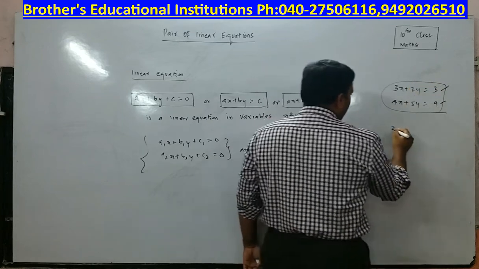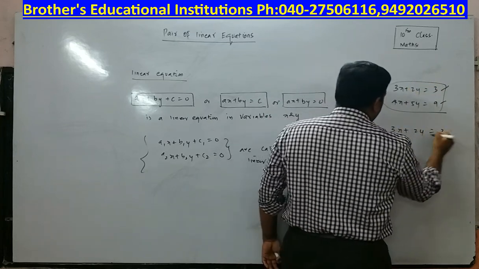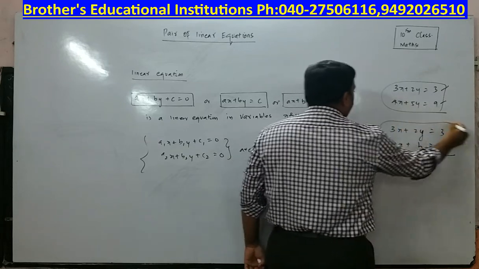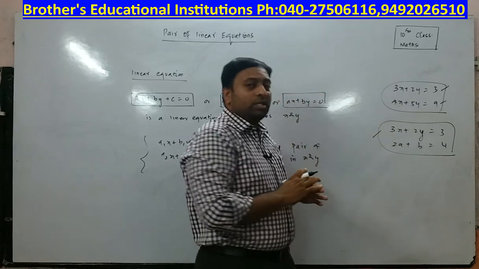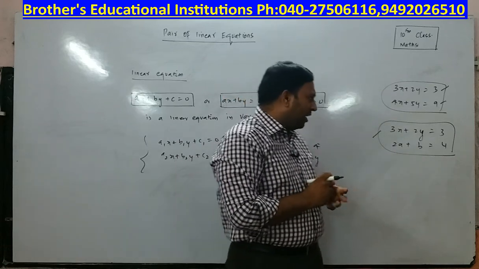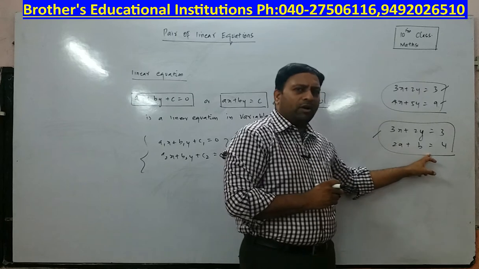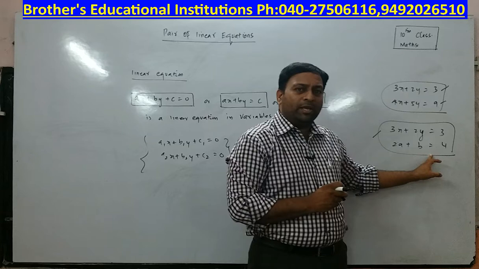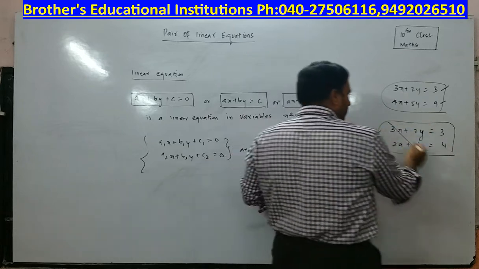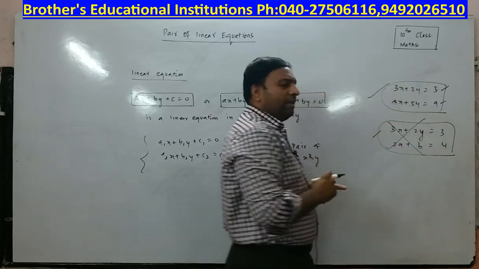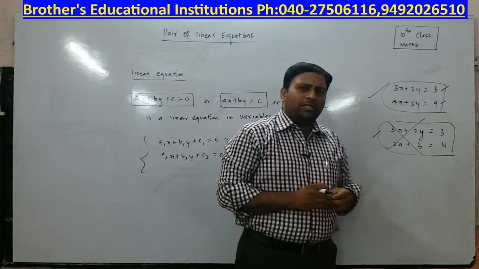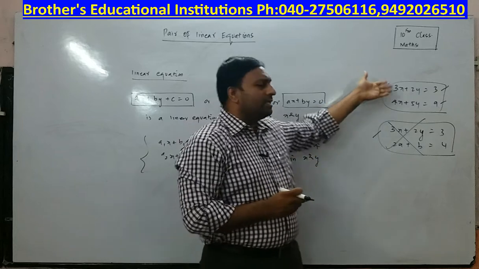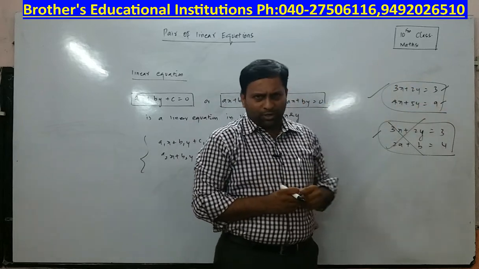I will take one more example. 3x plus 2y is equal to 3 and I may write 2a plus b is equal to 4. Now can I call them a pair of linear equations? No, they are not called a pair of linear equations because the same set of variables are not involved. Here you have variables x and y, whereas here you have variables a and b. Only these are called pairs of linear equations. So two equations involving the same two variables are called a pair of linear equations.